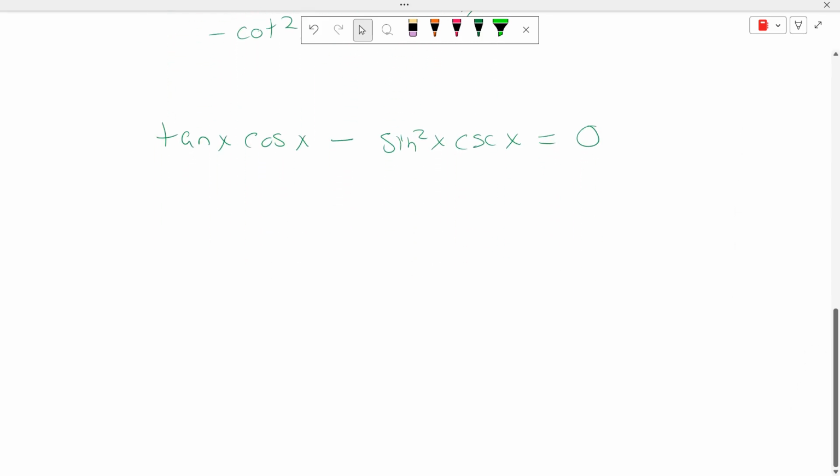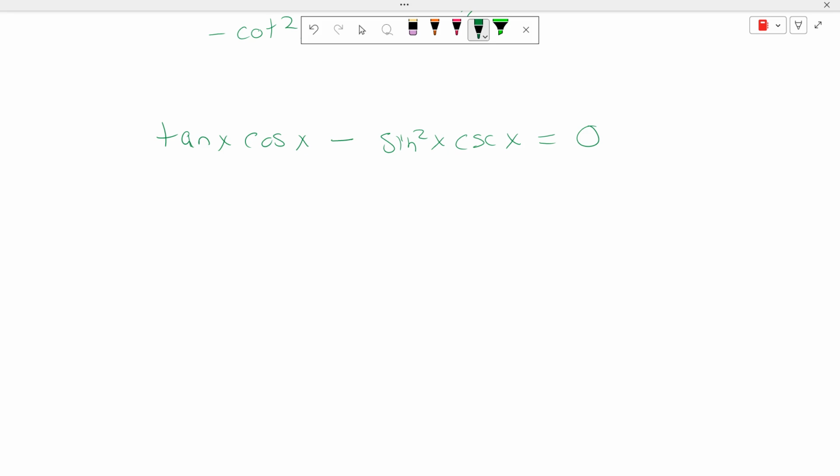Tangent of x, cosine of x minus sine squared of x, cosecant of x equals 0. Right now, this looks really complicated. It's actually a very simple subtraction problem. Isn't it just like a positive one minus a negative one? Basically, the positive 1 minus another positive 1 equals 0. 1 minus 1 equals 0. But it's not quite that.